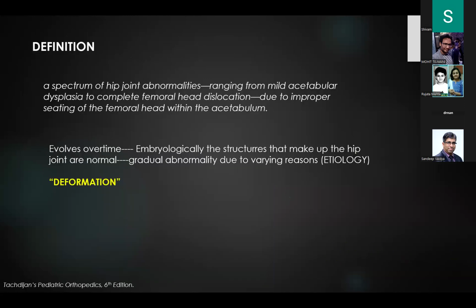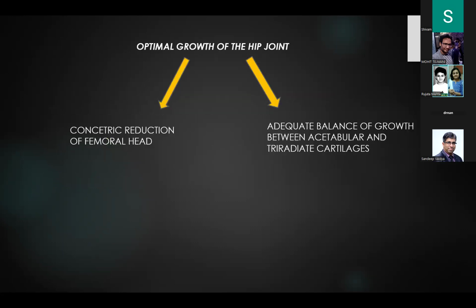So just a refresh, the DDH is a spectrum of hip joint abnormalities that range from mild acetabular dysplasia to complete femoral head dislocation due to improper seating of the femoral head within the acetabulum. It evolves over time, which means that embryologically the structures that make up the hip joint are normal, but gradual abnormality occurs due to varying reasons which have already been discussed previously in the etiopathogenesis. So it basically classifies as a deformation.